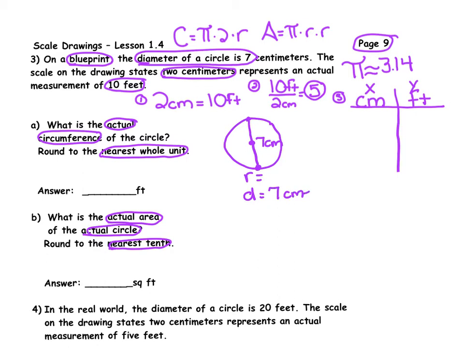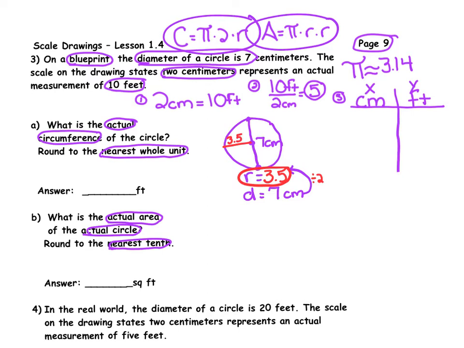Now, in order to calculate the circumference and the area, we certainly need to find the radius measurement. We're going to divide by 2. So, as we cut that in half, we know the radius on paper is 3.5 centimeters. Take a moment, sketch that circle, and then we'll convert that measurement to an actual radius. Pause the video if you need extra time.